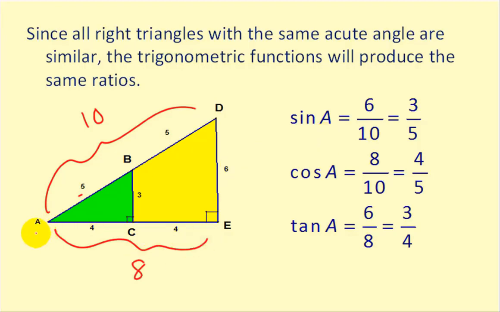So for the sine A, we would have the opposite length 6 over the hypotenuse length 10, 6/10. Now if we look at the small triangle, opposite over hypotenuse would be 3/5. And we can see here that 6/10 is equivalent to 3/5, producing the same ratio. The same for the cosine of angle A in the large triangle. We would have 8/10. And in the small triangle, we would have 4/5, which again are equivalent ratios. And for the tangent of A, we would have the opposite over the adjacent, or 6/8 for the large right triangle, and the small would be 3/4, again equivalent.